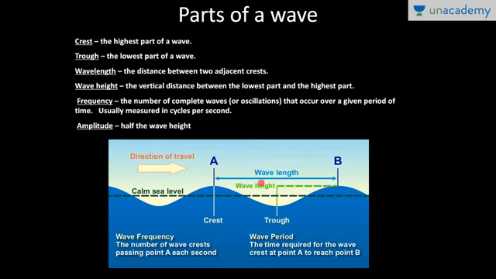Okay, now the wave height. Wave height, you can see it here. The wave height is the vertical distance between the lowest part, that is the trough, and the highest part. You can see it here, that is the crest. So this one is the wave height.